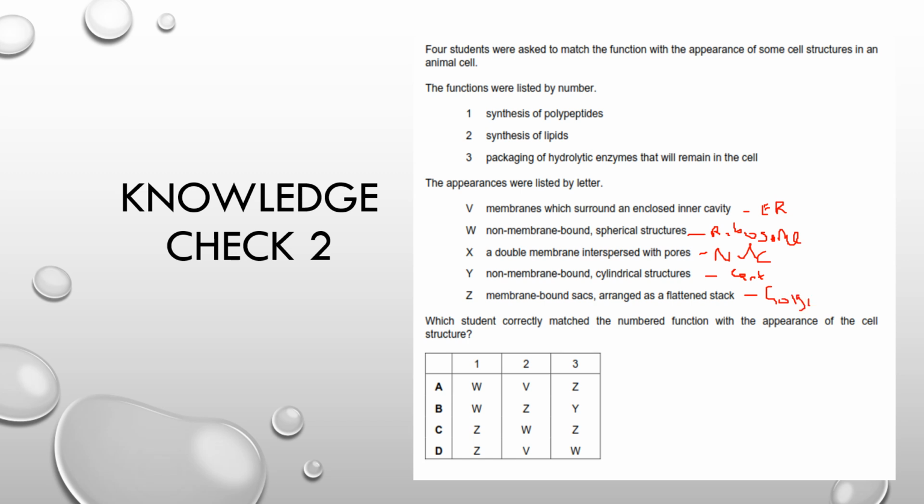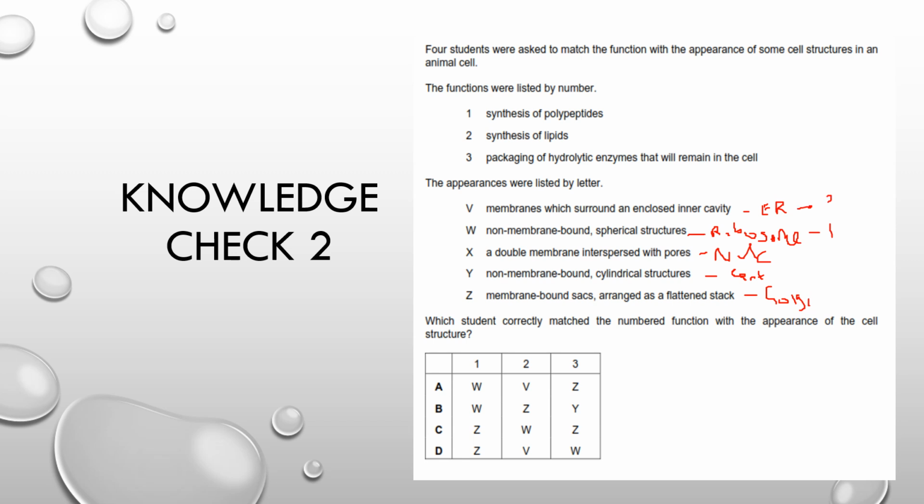Golgi apparatus. So number 1 here talks about synthesis of polypeptide. Which of them synthesizes polypeptide? Either rough endoplasmic reticulum or ribosome. Let's go with ribosome, so ribosome is number 1. The second one says synthesis of lipids. That will be smooth endoplasmic reticulum, which synthesizes lipids, so that goes with 2.